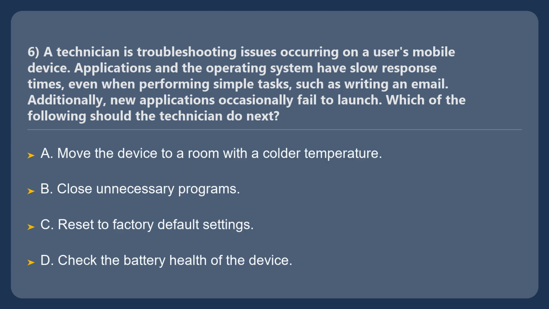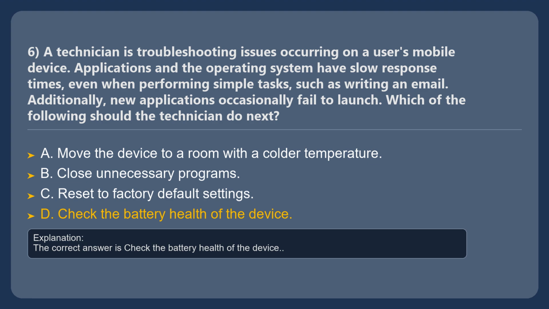Question 6. A technician is troubleshooting issues occurring on a user's mobile device. Applications and the operating system have slow response times, even when performing simple tasks, such as writing an email. Additionally, new applications occasionally fail to launch. Which of the following should the technician do next? Option A. Move the device to a room with a colder temperature. Option B. Close unnecessary programs. Option C. Reset to factory default settings. Option D. Check the battery health of the device. The correct answer is option D. Check the battery health of the device.